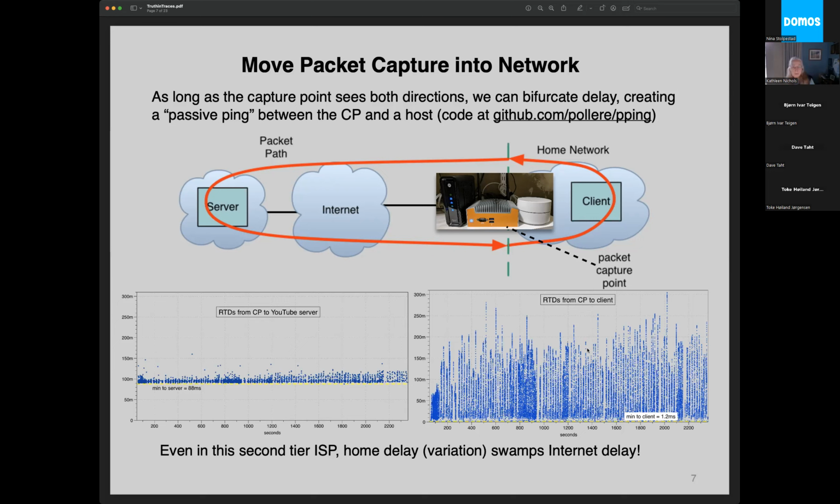But here's the home side. And of course, a lot of that is various Wi-Fi issues. And over here, I've only got 1.2 milliseconds as my minimum round trip delay. But I'm getting all kinds of variation here. This is milliseconds, so we even get up to 300 milliseconds. So, here's the problem, which is probably not a surprise to anybody now.